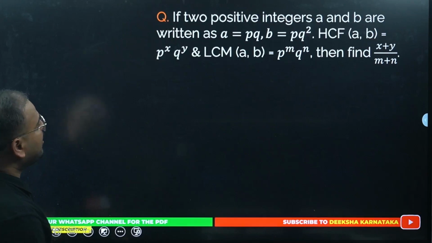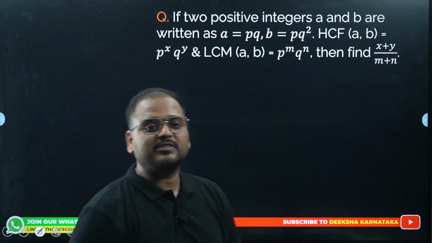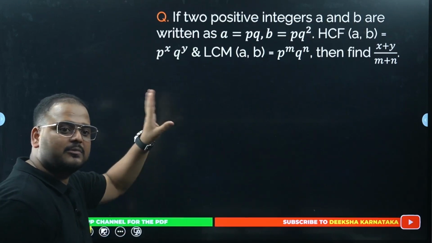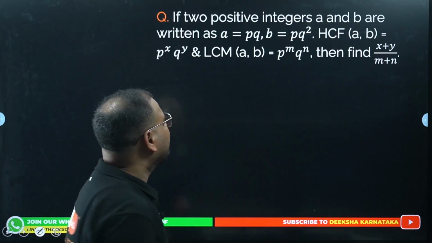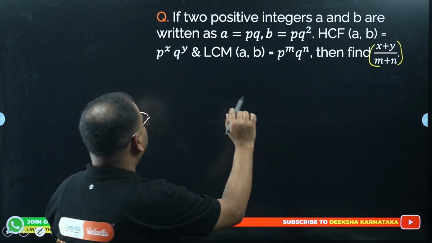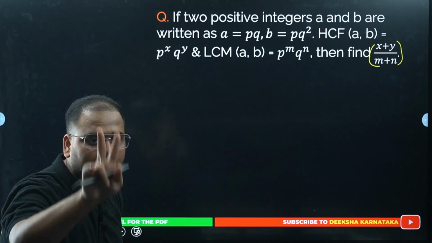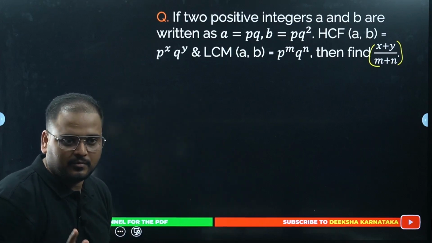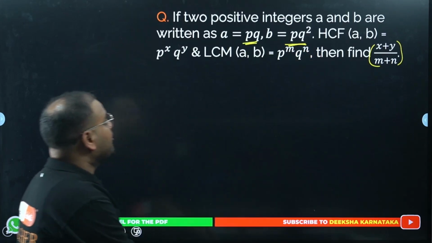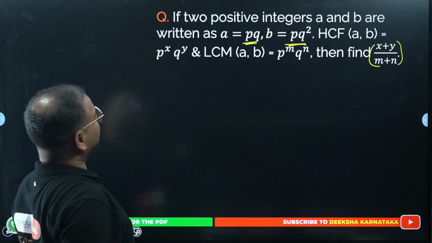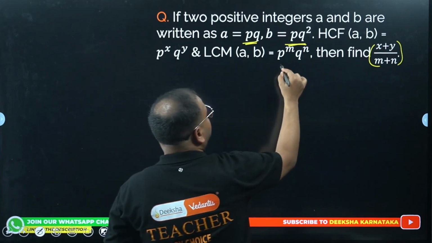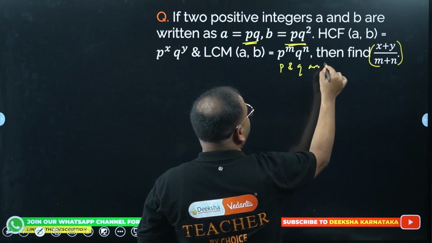Okay, this question. 2 positive integers a and b. We did a question like this, no? In terms of x and y. A similar kind of question is there, but the next step is to find this part. Okay, what is given? A and b are 2 numbers. Okay, 2 numbers. They're positive. But they're written in the form of the variables pq and pq square. But p and q are prime. It is not written here, but they are prime numbers. P and q are prime.